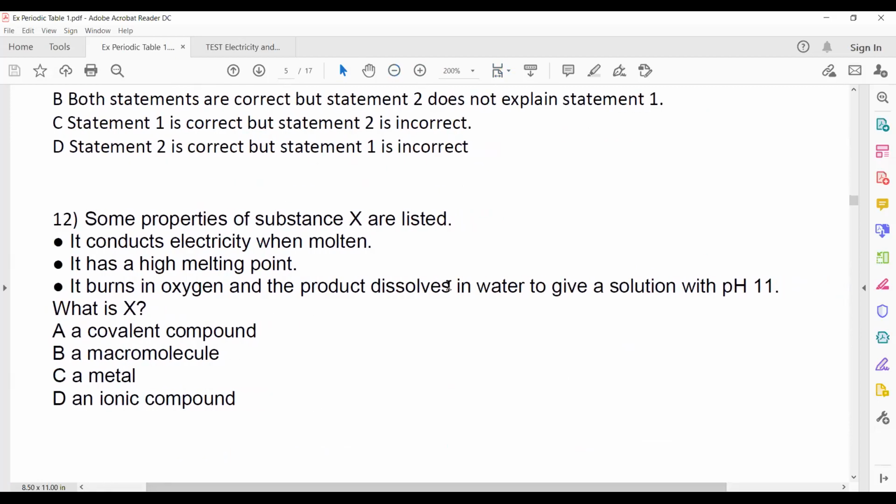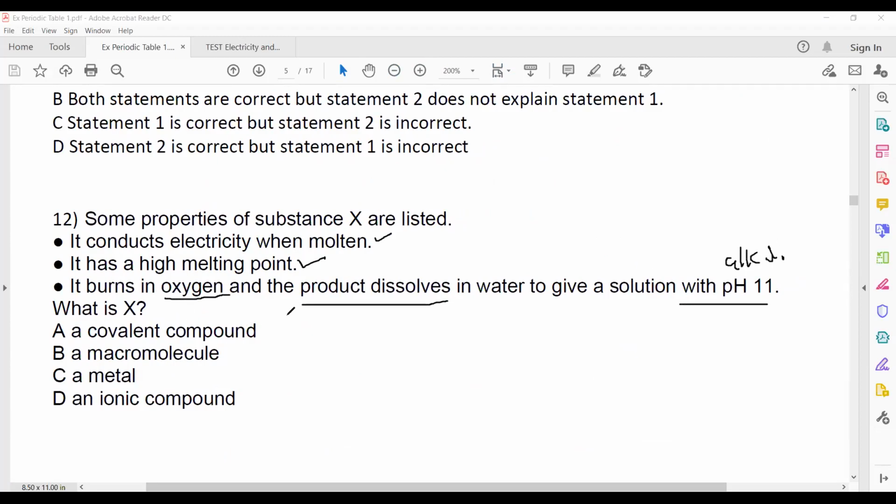Some properties of substance X are listed. Means some of the properties are given for the substance. It conducts electricity in molten state. It has a high melting point. It burns in oxygen. The product dissolves in water to make a pH 11, means make a solution alkaline. What could be this substance?